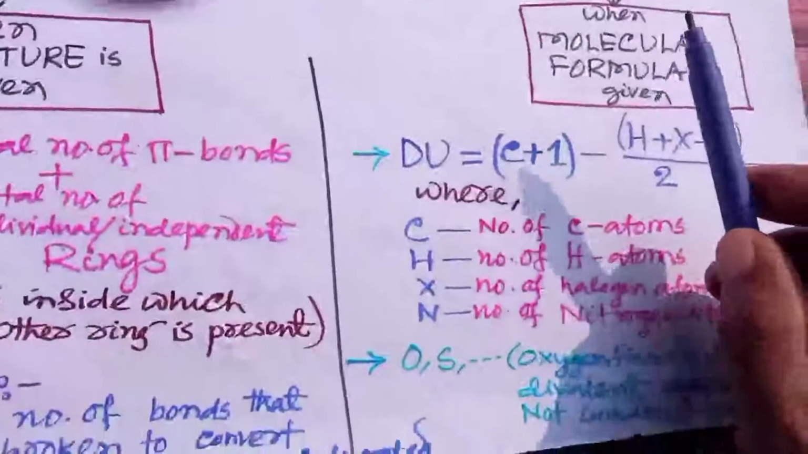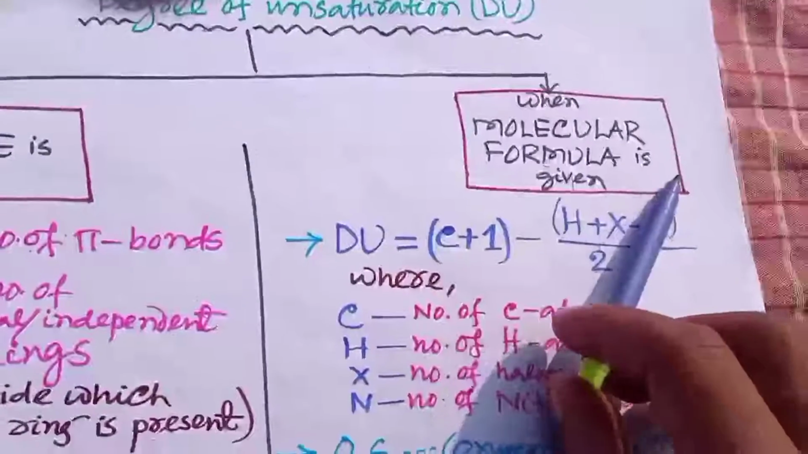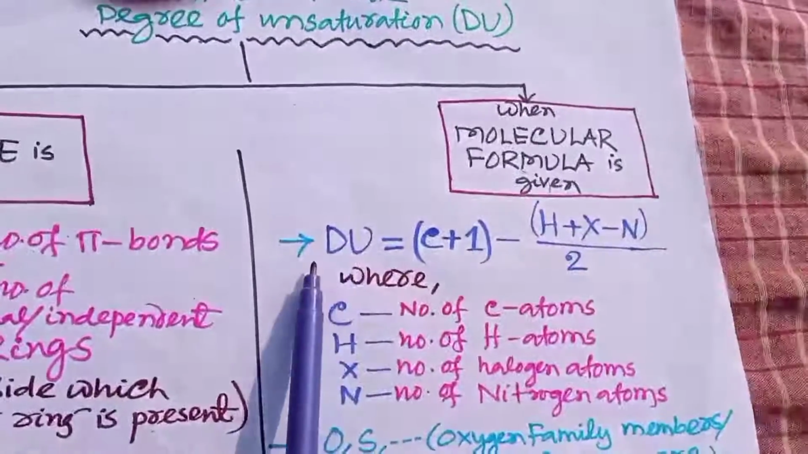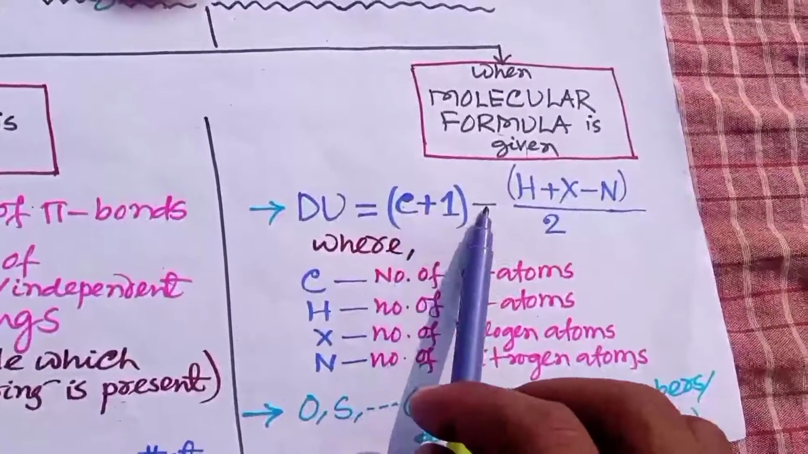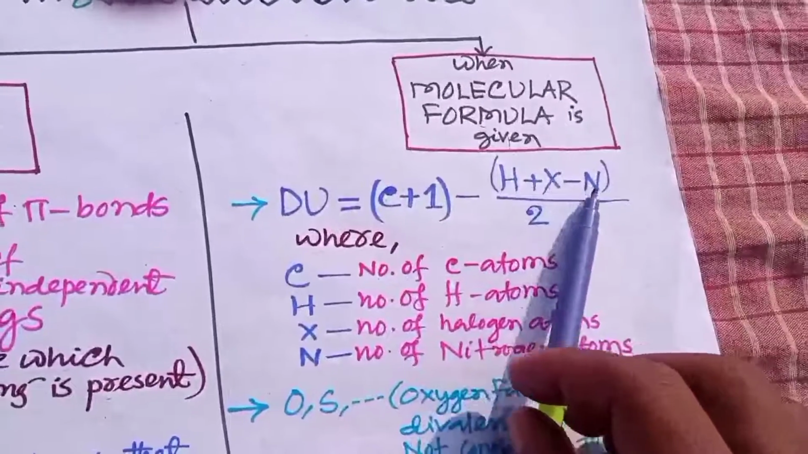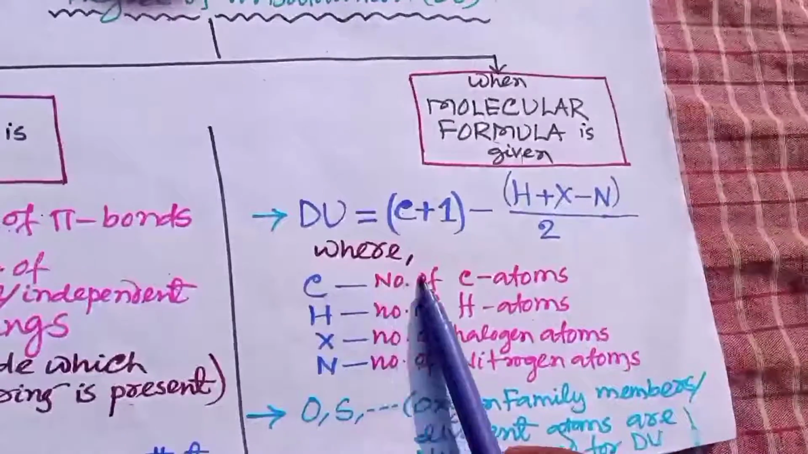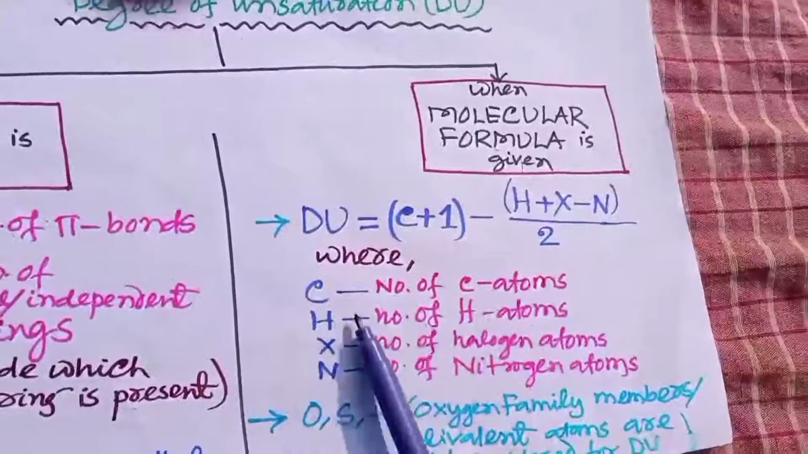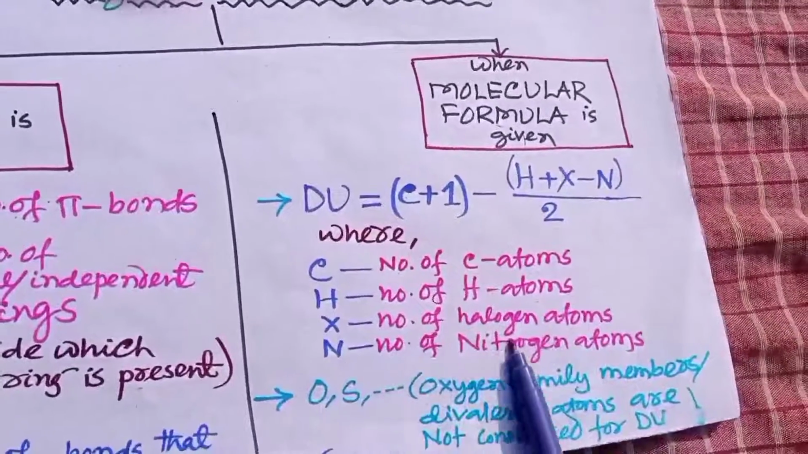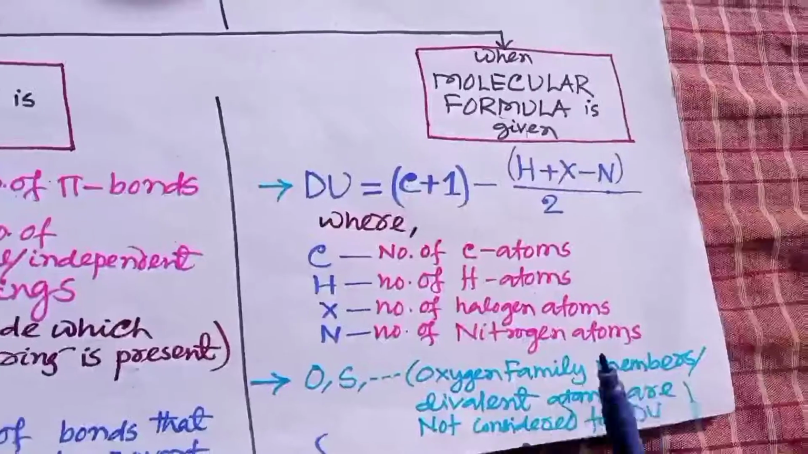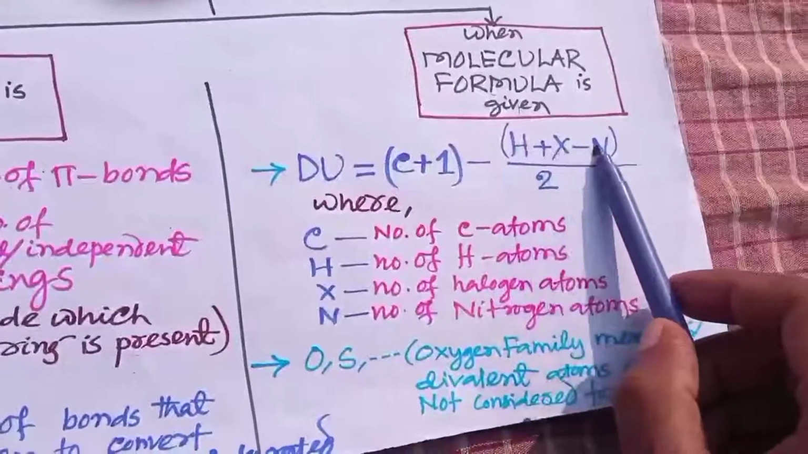So here is another method. When the molecular formula is given, in that case degree of unsaturation, that is DU, will be equal to C plus 1 minus (H plus X minus N) upon 2, where C is the number of carbon atoms present in that compound, H is the number of hydrogen atoms, X is the number of halogen atoms, and N is the number of nitrogen atoms. So the formula is C plus 1 minus (H plus X minus N) upon 2.